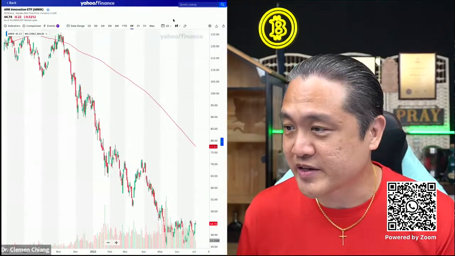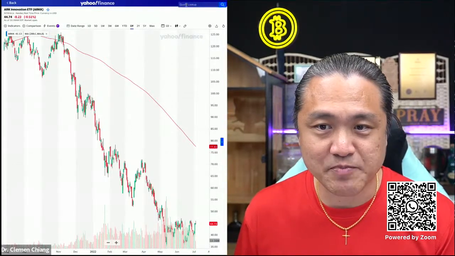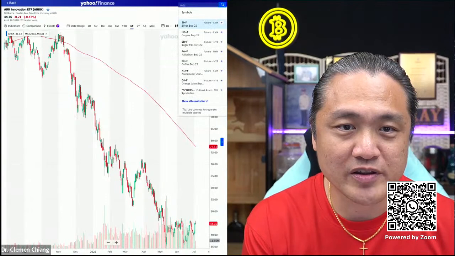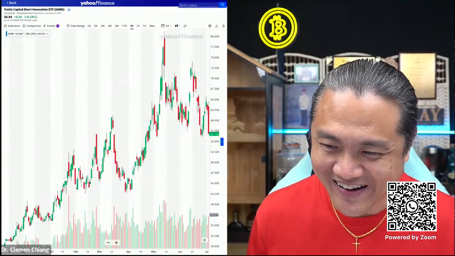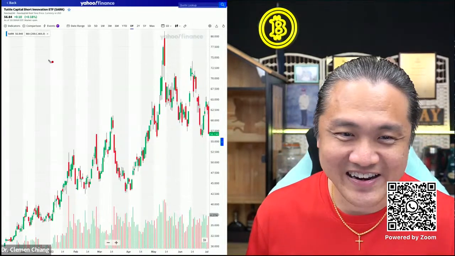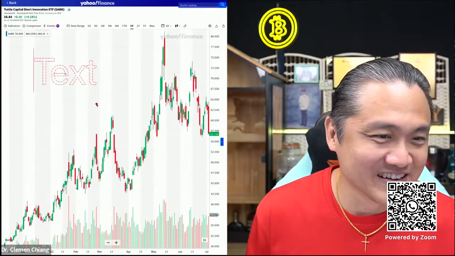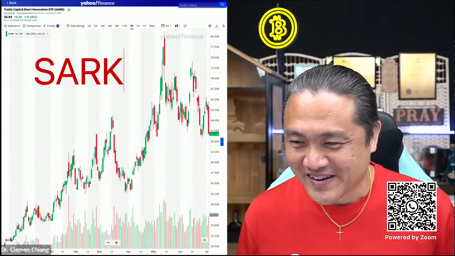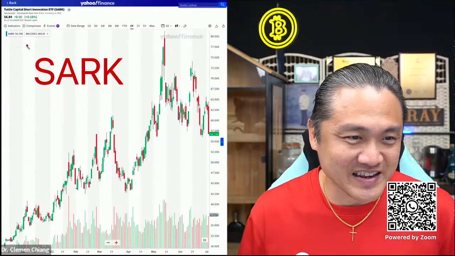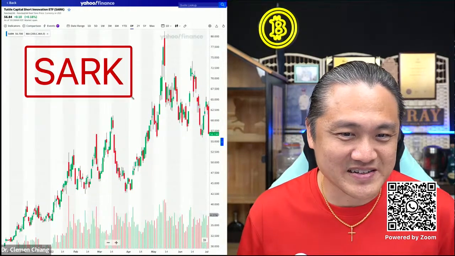So I'm going to teach you the steps, how to understand this part. I'm going to look for the opposite of ARK, which is SARK. The ticker symbol is called SARK. This is an ETF to bet against Katie Wood.